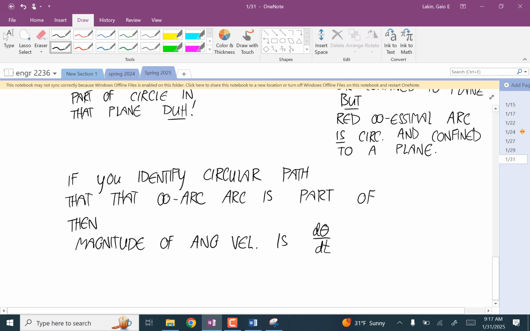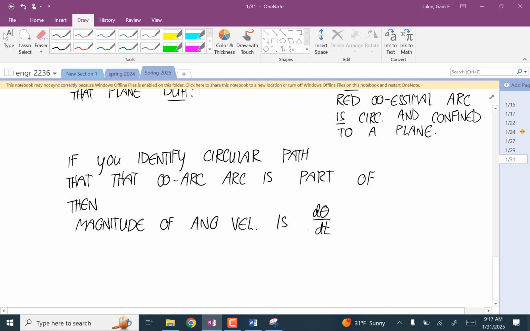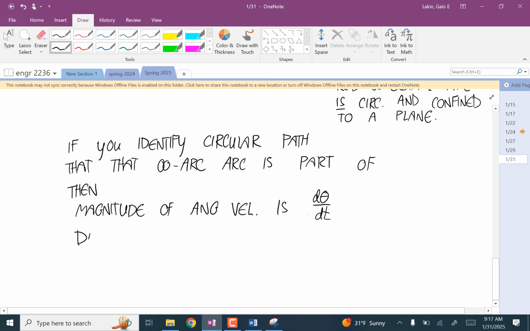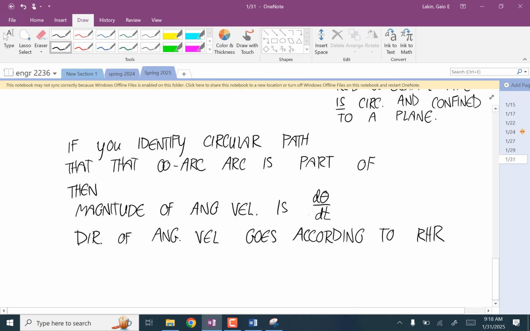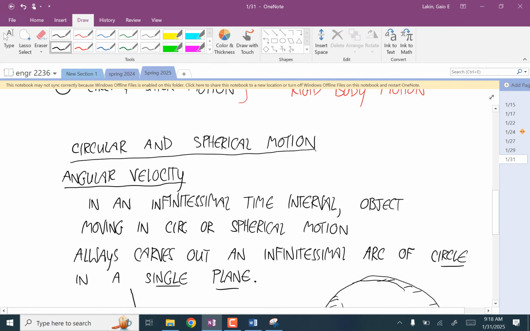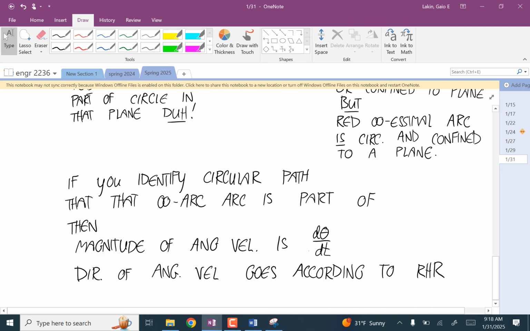divided by the change in time, the derivative with respect to time of the angle. And the direction of the angular velocity: this is a vector, and the direction goes according to the right-hand rule. We're going to represent it with the Greek letter omega, lowercase omega. So let's do an example and see how this works for a circle.